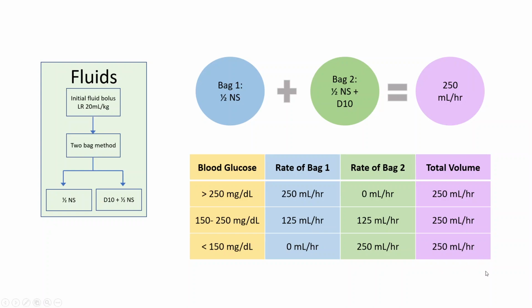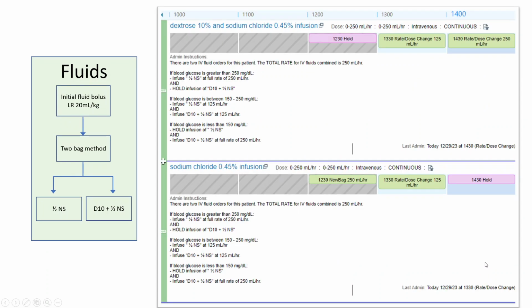So this is what we're going to be seeing in EDH once our bolus is finished and we have started our 2-bag method. So let's say the patient's blood sugar was 270. We are going to run this half normal saline bag at 250 mLs per hour. We are going to hold this dextrose-containing bag. Then, should our patient's blood sugar fall into this next range, I think we said it was 178, we would be running both bags at 125 mLs per hour.